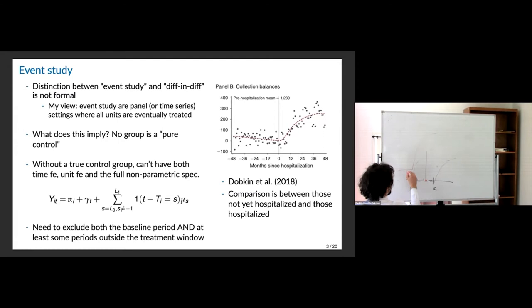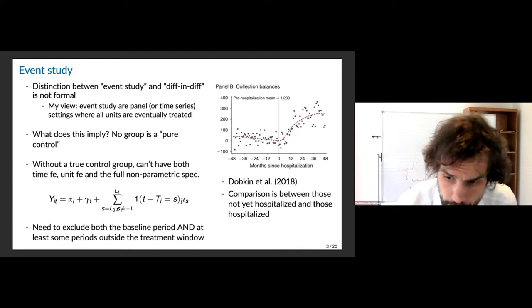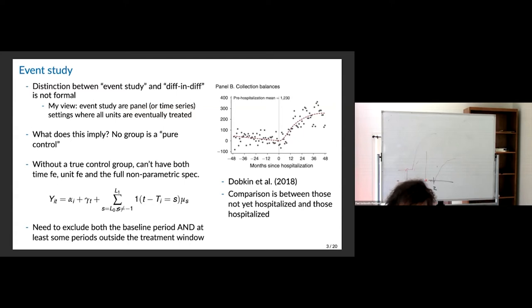Obviously you have to omit a time period, in part because you need to be estimating relative to some baseline group. So when you include an alpha_i, you have to omit one of the time periods in the estimation. But the second thing that happens, specifically in these staggered or intervention windows, is that if you do this fully saturated model, the dynamic specification, you have to also exclude some periods outside of this window.